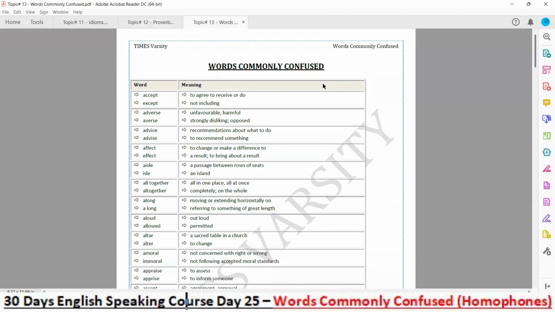Words commonly confused. So the pronunciation seems similar, but the meaning is different. For example, can you see here, it is accept. The meaning is to agree to receive or to do. But it is except, not including. So there is a slight change in pronunciation, and there is a change in meaning as well. Sometimes we get confused with words, so those words we are discussing here.